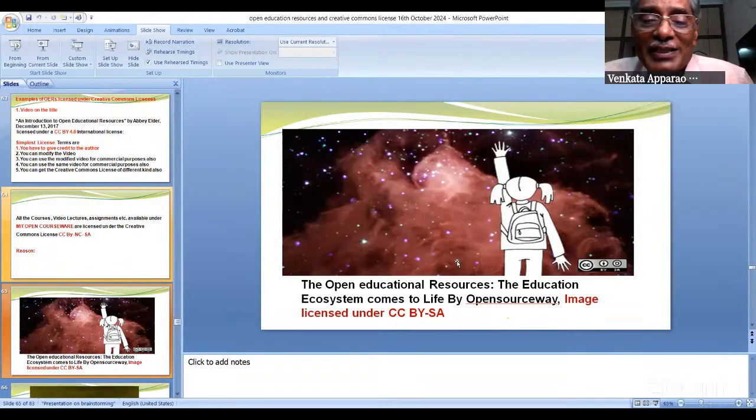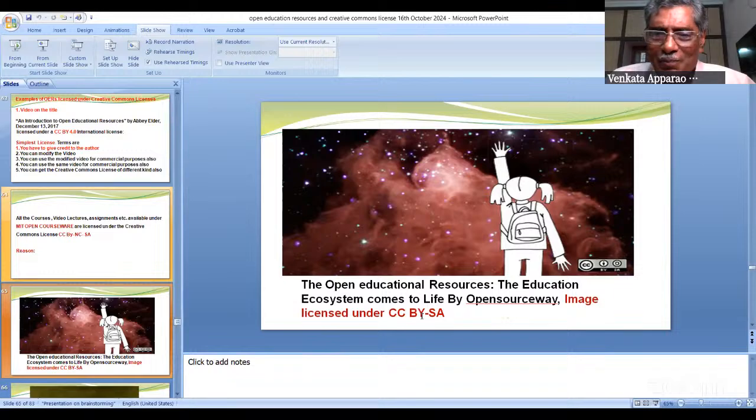And how have they licensed it? They have licensed it under CC BY SA. You can use it for commercial purposes also. If you modify, you have to register under the same license as given by Open Source Way only. This is how it is licensed.